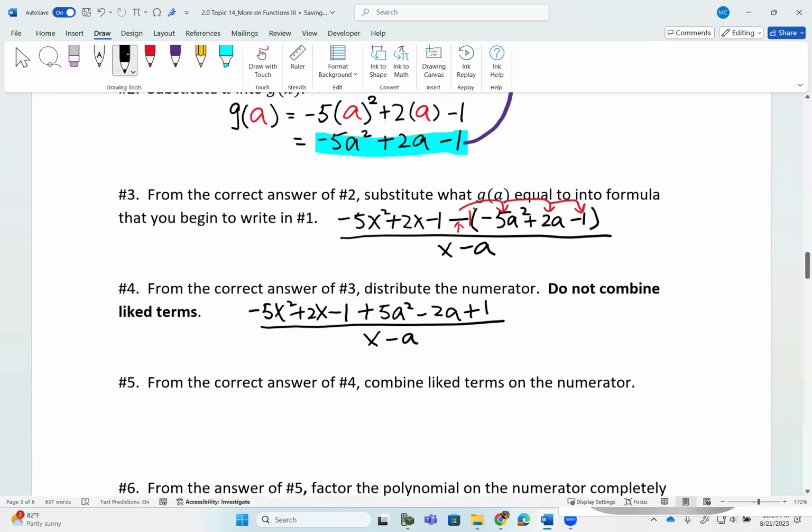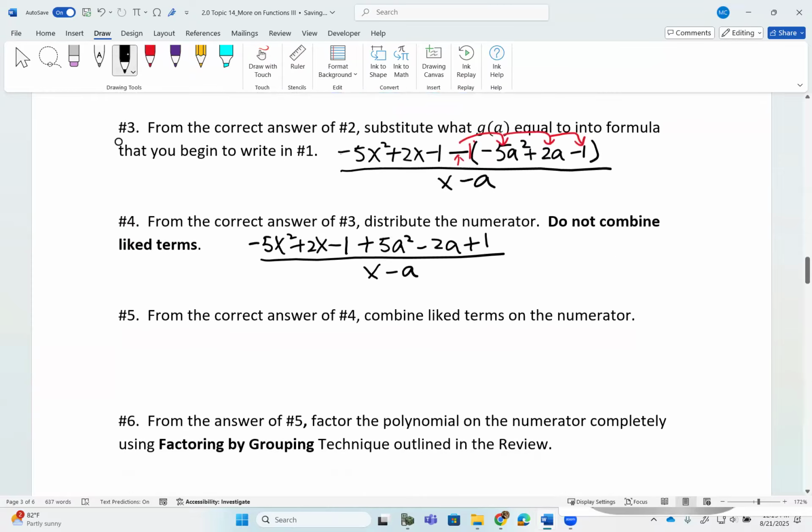All right, so from the correct answer I just wrote, combine like terms on the numerator. So the only thing I can combine up here is the negative 1 plus 1. So I end up with negative 5x squared plus 2x plus 5a squared minus 2a, whole thing over x minus a. All right, so now the question is, okay, what do I do?